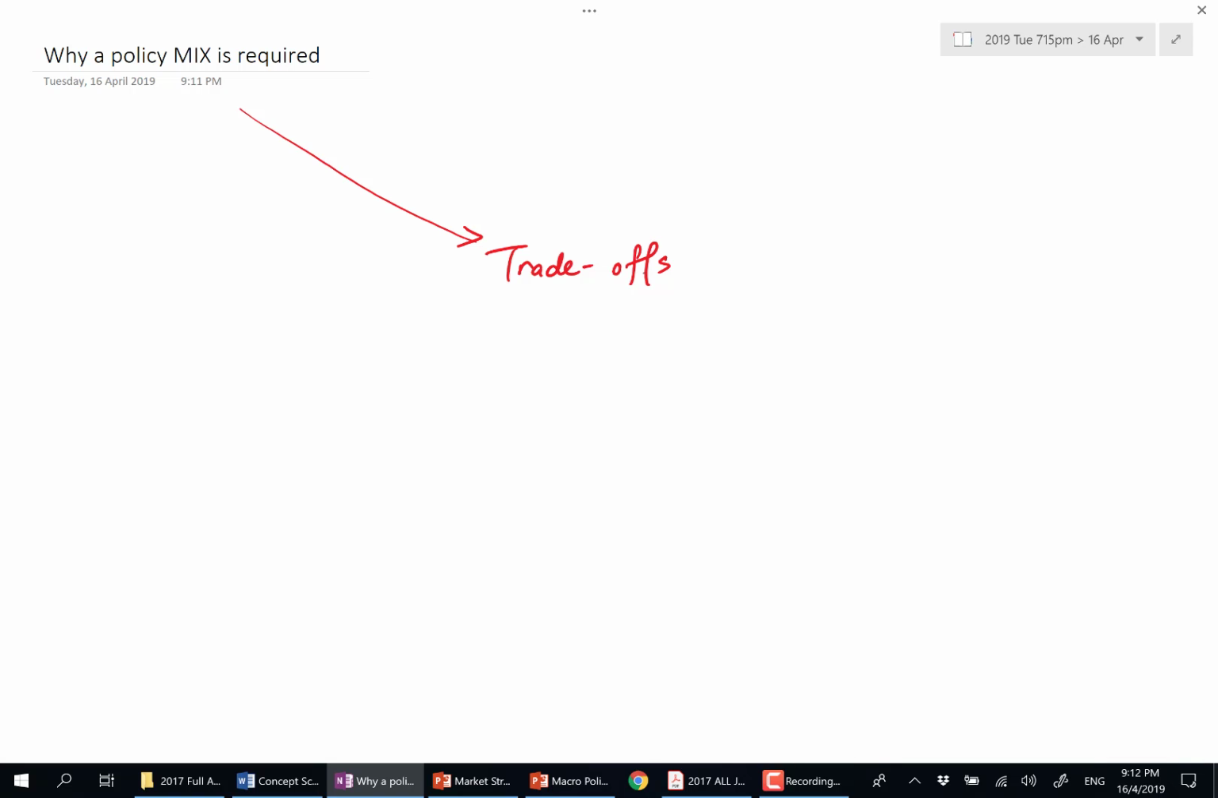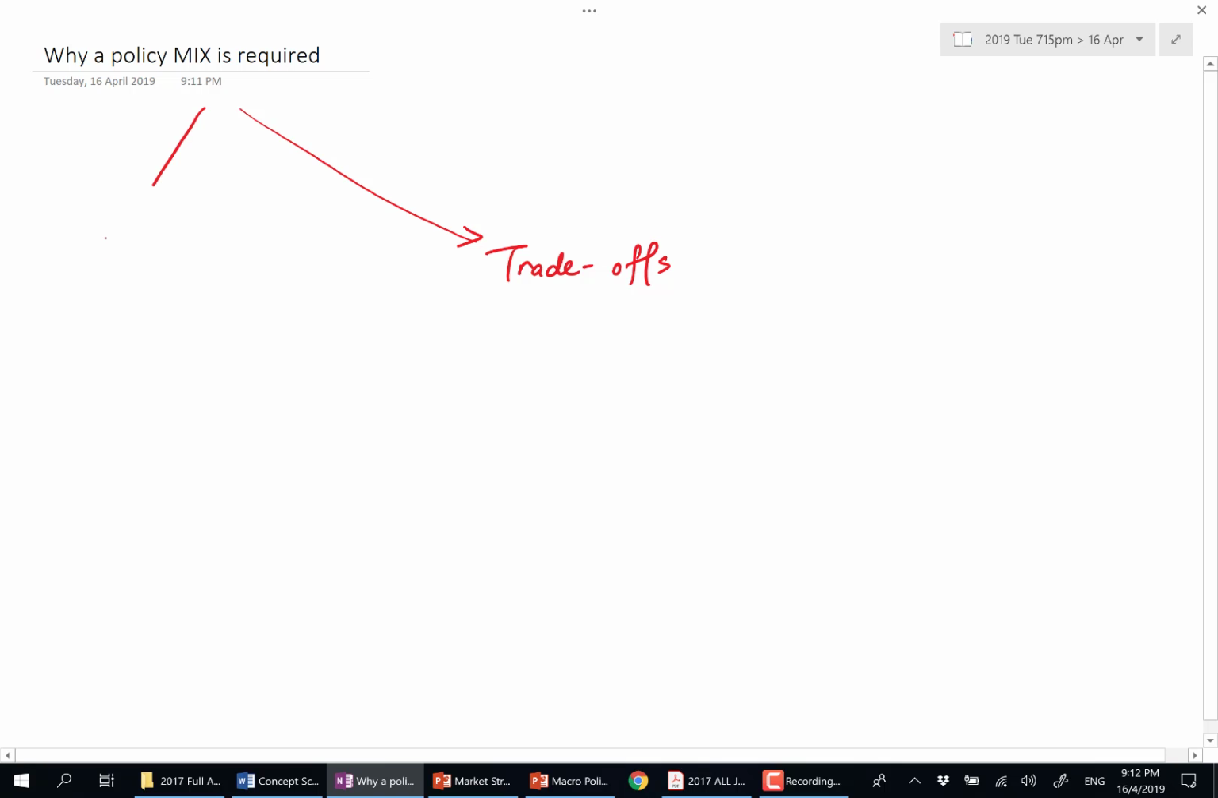Why a policy mix is required. We have just seen the first one. You may need a mix of policies because of trade-offs. Right? I say you have to complement with another policy. You buy a toy for the older kid, you have to buy one for the younger kid. Okay? So this is the part on policy mix.